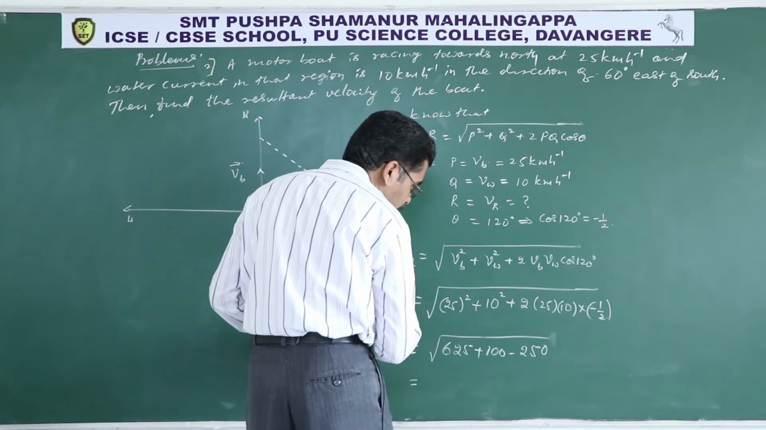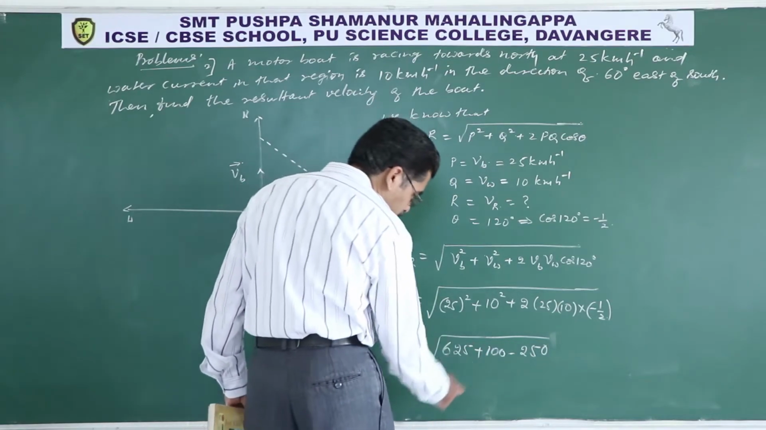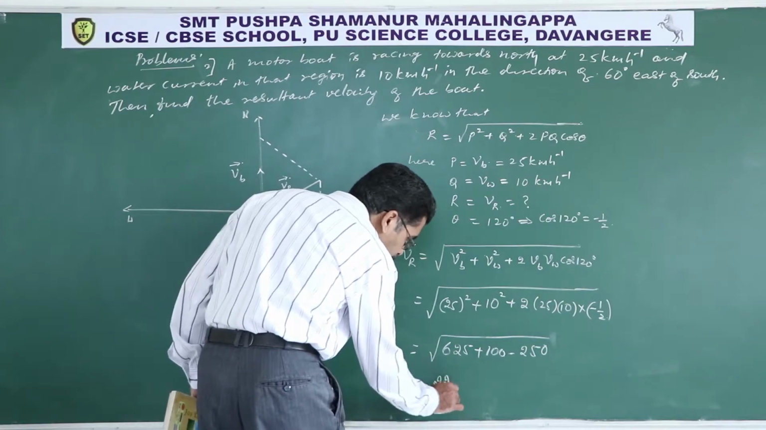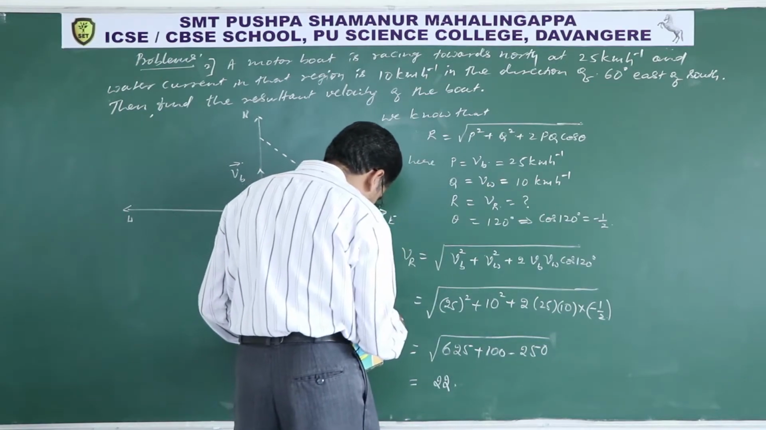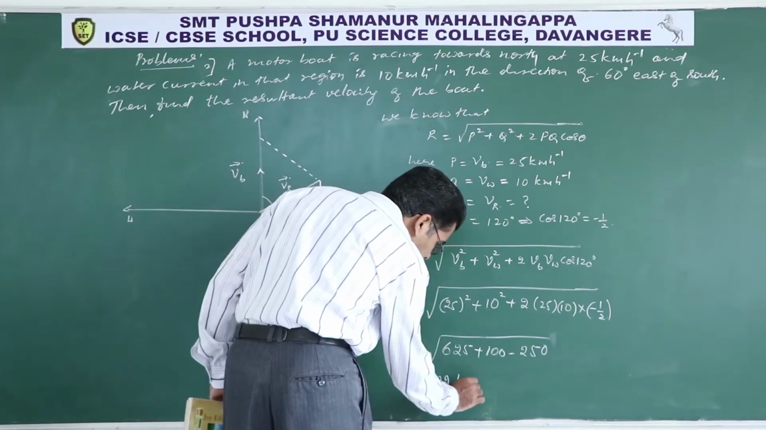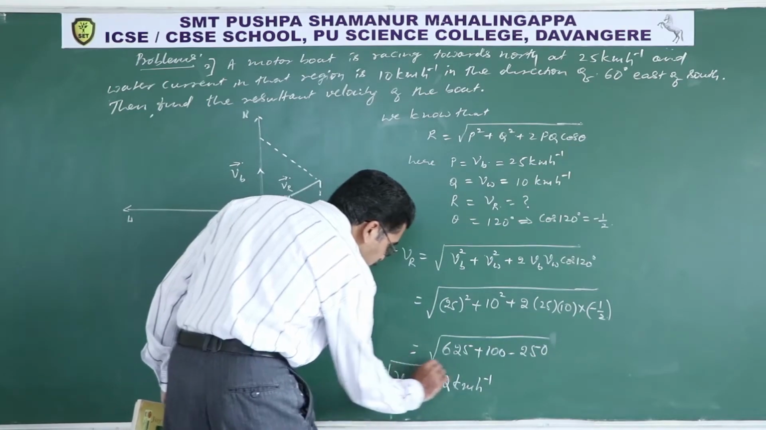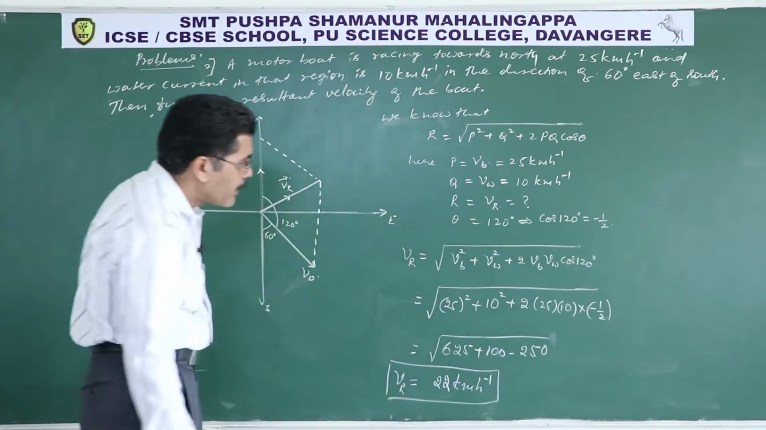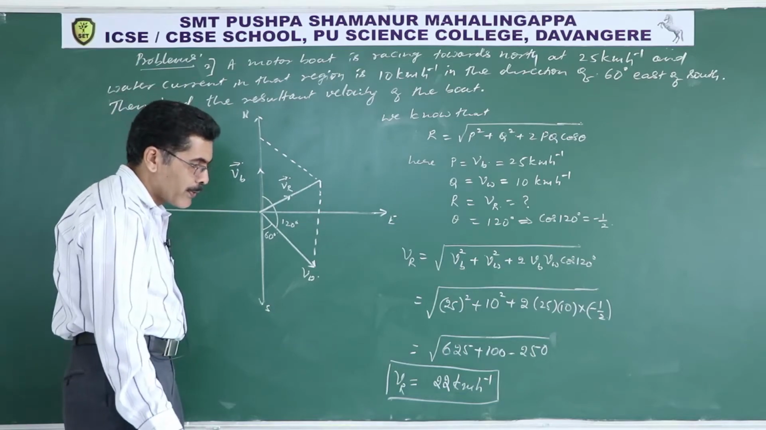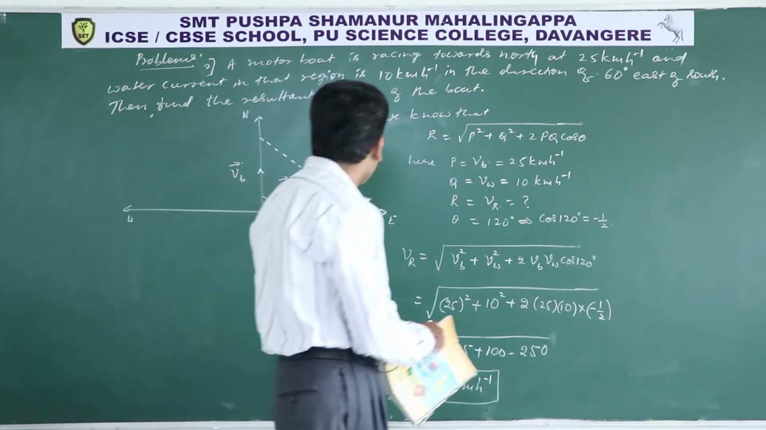On simplification, this is 475, square root of which is about 22. Please simplify this. So the resultant speed of the boat is given by 22 kilometer per hour.